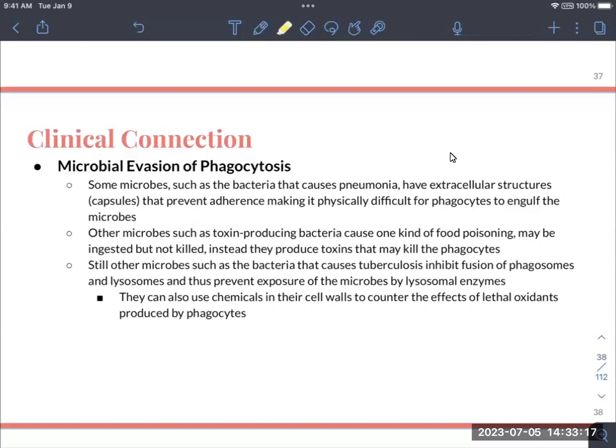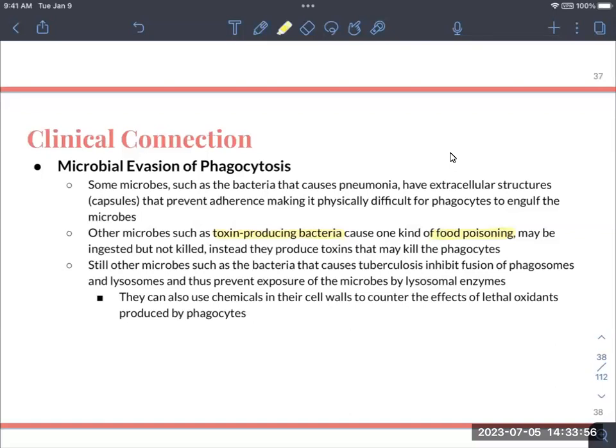Some microbes that produce toxins, like toxin-producing bacteria, like food poisoning. Food poisoning is because of bacteria that produce toxins. They may be able to be ingested by phagocytes, but we can't kill those. They start to produce toxins that can actually kill the phagocytes. These bacteria have evolved a lot just because of how our system fights things off. They have to find new ways to fight things.